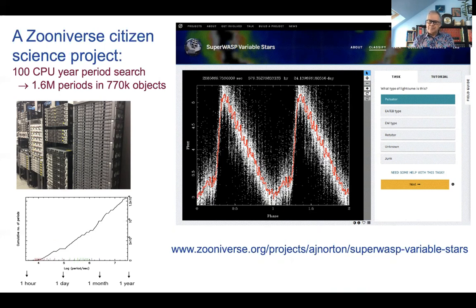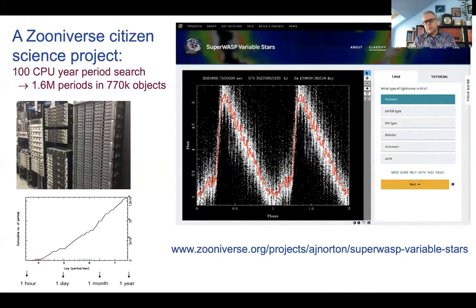24 days. So when you go onto the website and join in the project, you're presented with a light curve, and you have to classify it as a pulsating star, as various types of eclipsing binary stars, as rotating stars, which is something I haven't yet talked about, and unknown types, or maybe just junk. And you classify it, then you get another one, and another one, and another one. And as I say, there are up to 1.6 million of these for you to classify.